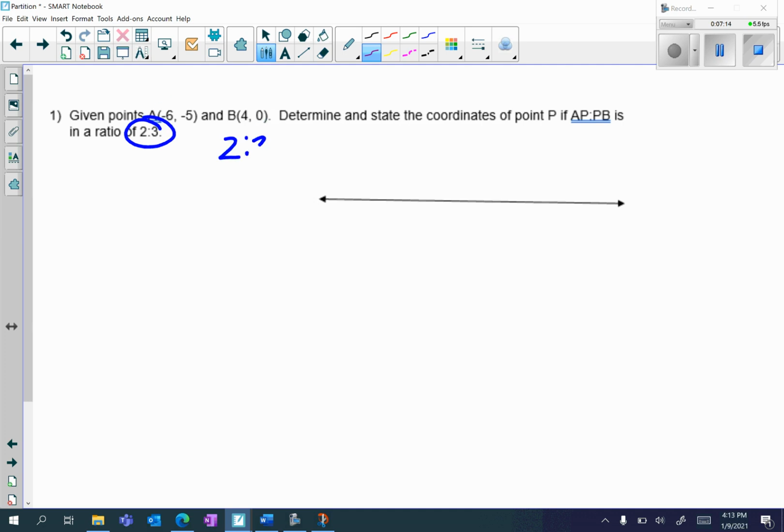2 to 3, I'm going to figure out by adding the two numbers how many total parts I have. 2 plus 3 is 5. So I have 5 total parts. So I'm going to start with my original, which is A, and rewrite my points, -6, -5, and leave some room, and I'm going to write the last point, which is B, 4, 0.